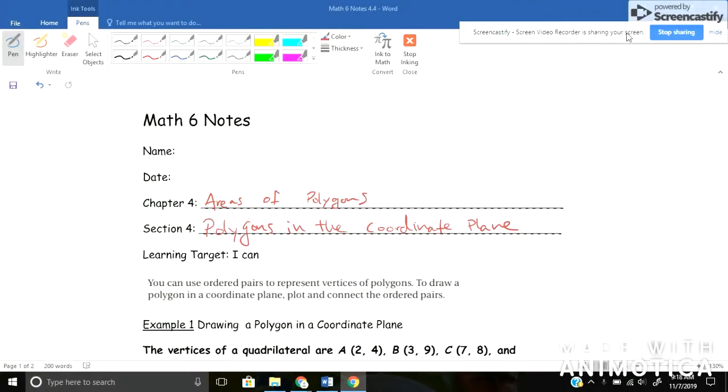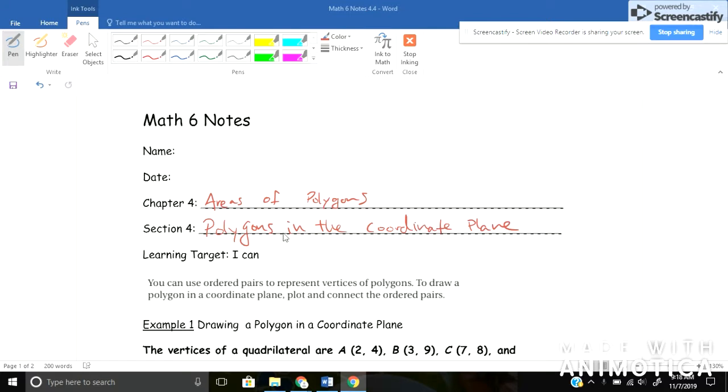Hey, sixth grade, and welcome to section 4 of chapter 4. This is the last lesson in chapter 4. Today we're going to be discussing polygons in the coordinate plane, so many-sided shapes in the coordinate plane. Remember, a coordinate plane is kind of like a graph, is another way to say that.